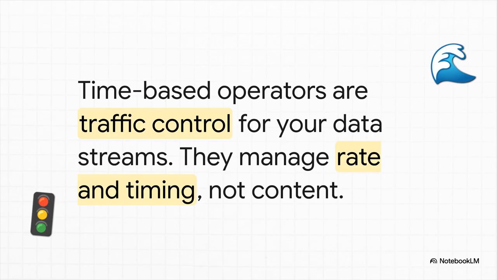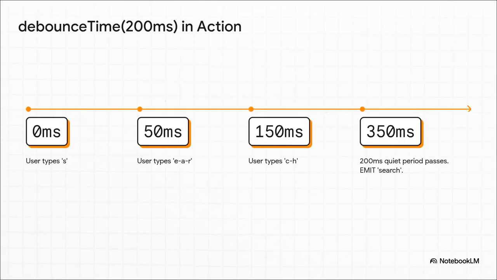They couldn't care less if the value is the number 5 or the letter A. Their only job is to manage how fast things are happening, maybe delay them or group them together based on time. Let's paint a picture here. Imagine a user typing into a search box. Without any control, you're just spamming your server with network requests for every single keystroke.